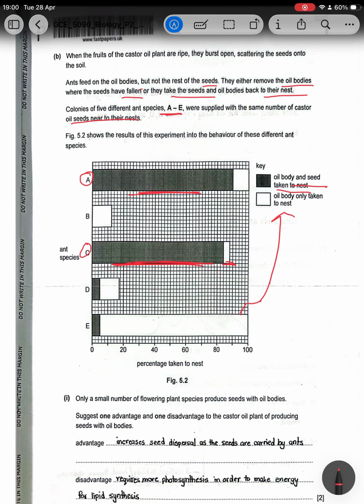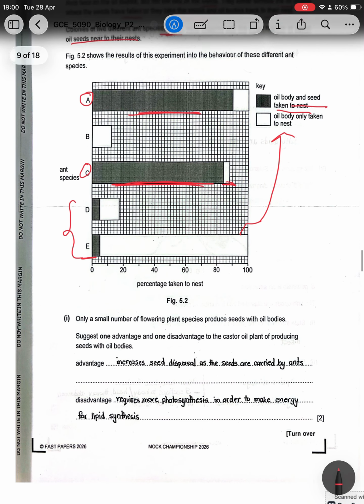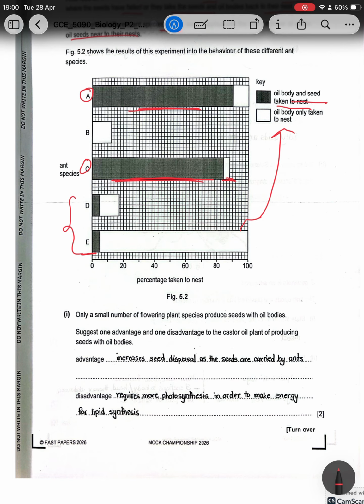So the other two are pretty self-explanatory. D and E, only a small proportion of them have taken both. All of E has taken either, but they mostly took only the oil body and not the rest of the seeds. Only a small number of flowering plant species produce seeds with oil bodies. Suggest one advantage and one disadvantage to the castor oil plant of producing seeds with oil bodies. So the advantage is it increases seed dispersal as the seeds are carried by ants, and the disadvantage is it requires more photosynthesis in order to make energy for lipid synthesis.